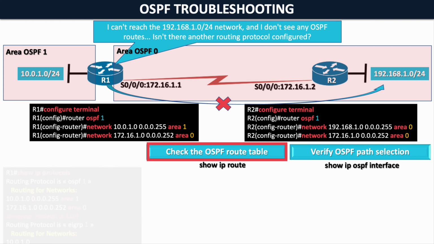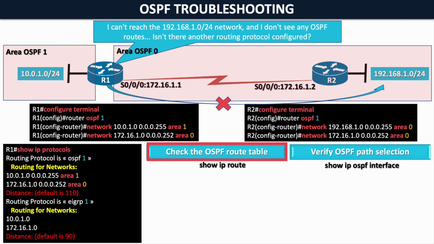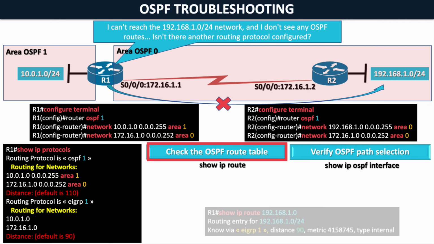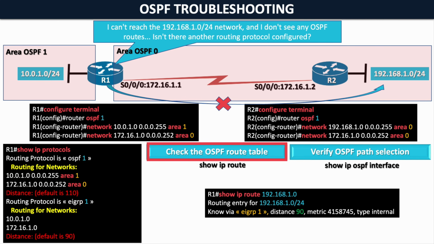If we do a show ip protocols, we notice that there are two routing protocols configured on router 1, EIGRP and OSPF. And if we run a show ip route of the network behind router 2, we can see that this route was learned via the EIGRP protocol because it has an administrative distance of 90, while for OSPF, its distance is 110. This explains why router 1 will instead install the EIGRP route in its routing table.